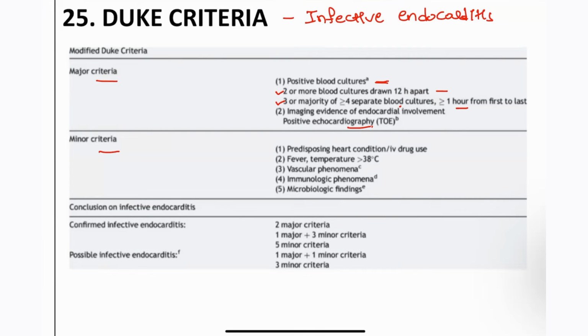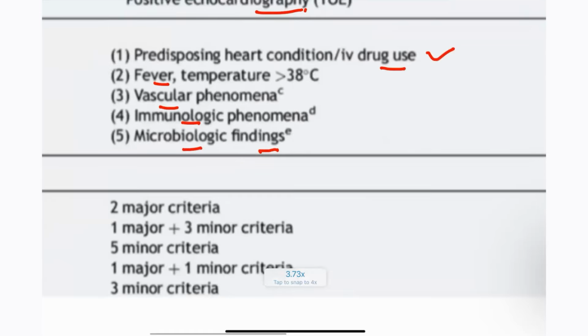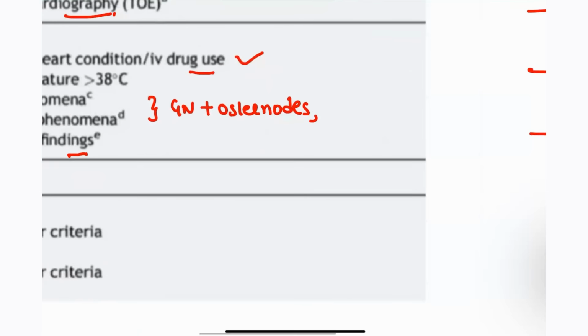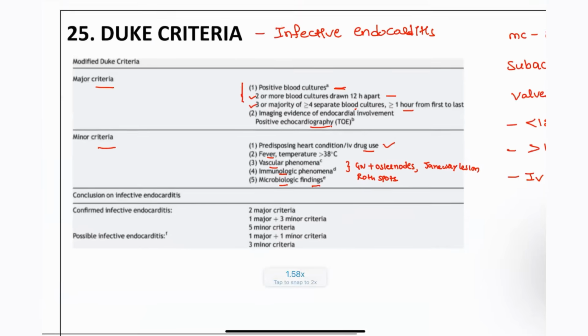Next, minor criteria: predisposing factors like heart conditions, IV drug abuse, fever, vascular phenomena, immunological phenomena, microbiological findings. The microbiological findings will be separate. Vascular or immunological phenomena means the patient suffers from glomerulonephritis, Osler nodes and Janeway lesions. And on the eye retina, you are going to see Roth spots. If any of these are present, we can consider it as a minor criterion.